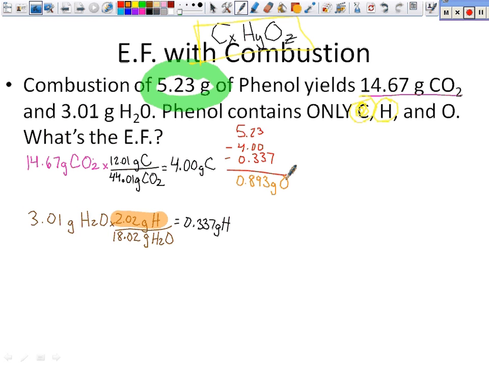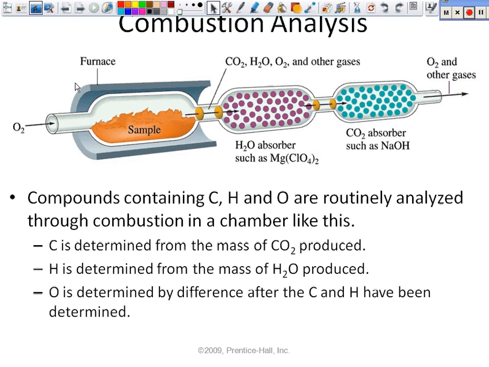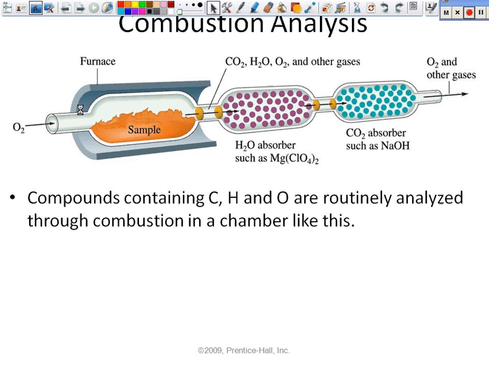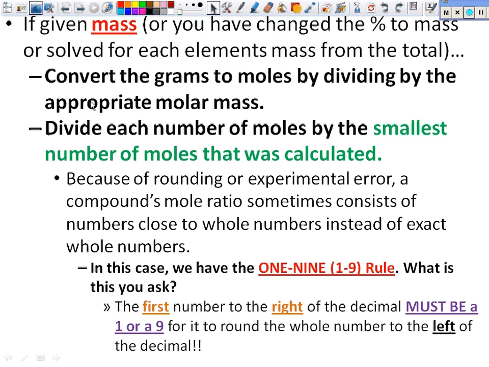Yes. And so that's what I want to go back and show you now, is that from this point, now that you have all the masses, it should be super, super simple. If you have the mass, what's the next step? Convert the grams to moles, divided by the molar mass. Once you have your number of moles, what do you do? Divide by the smallest moles, and that's when it's got to be within how much of a whole number? 1/10 of a whole number.